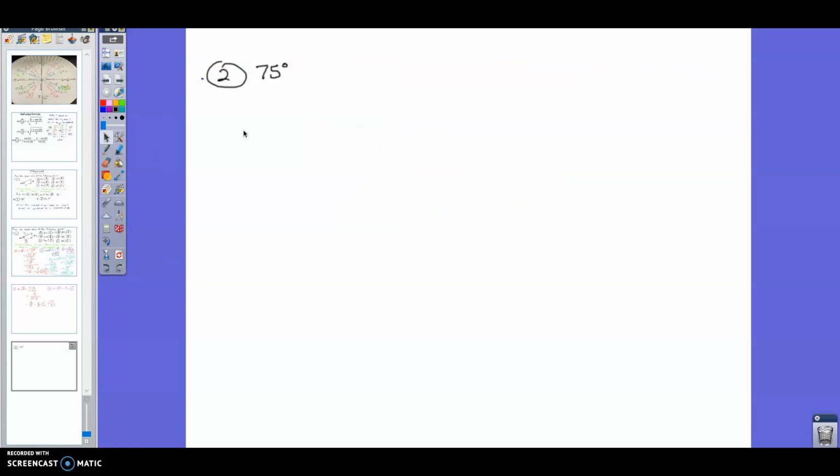Okay, so what we're being asked to do on this one, or 2 and 3, is to find the sine, cosine, and tangent of the half angle. And what they give us is 75 degrees. So the first one we're going to look for is the sine. And the formula for it is sine of theta over 2 equals plus or minus the square root of 1 minus cosine theta over 2.